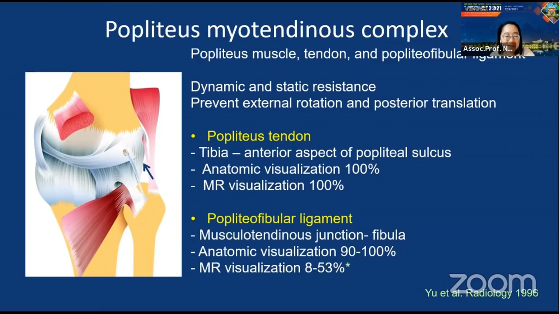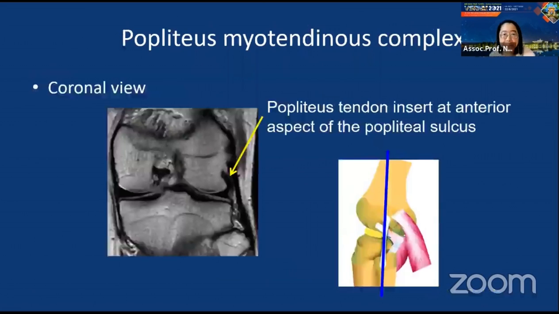So let's look at this structure. How to trace this: from the anterior sulcus on the femoral condyle, go down. You can see it at the posterior aspect here. You can trace the popliteofibular ligament from the myotendinous junction and then go to the fibula. And this is how we trace it. First of all, look at the coronal view.